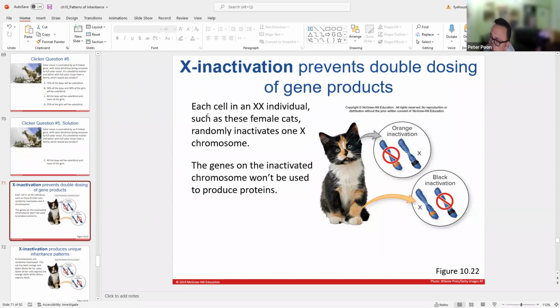you have 2 X chromosomes. Very early in the embryo, in each individual cell, one of the X's is turned off. And so you're only using one of them. And that X that's turned off is what is called inactivation.